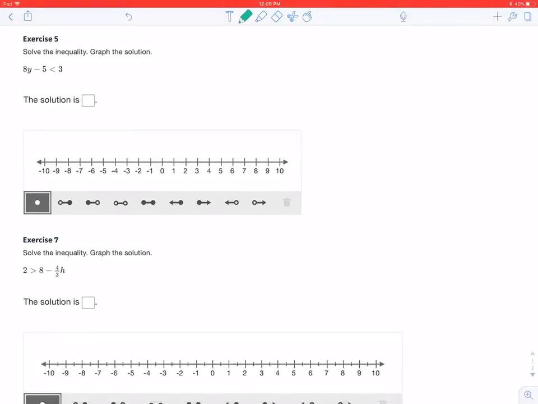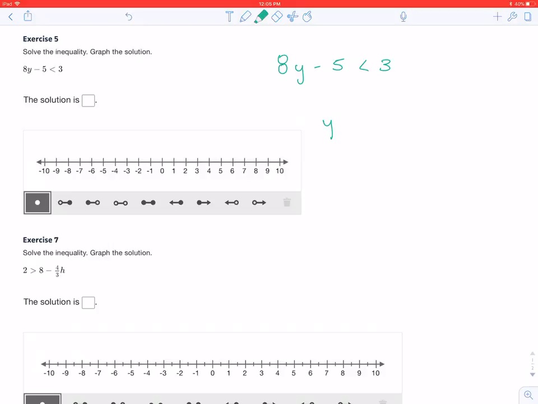Exercise 5 asks that we solve the inequality and graph the solution. So in the last couple problems, we were already solving the inequality. So we have 8y minus 5 is less than 3. And so we need to solve for y. We need to get the y by itself, which means that the numbers that we need to get rid of are going to be 5 and 8.